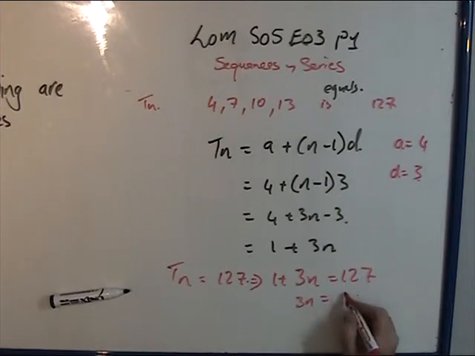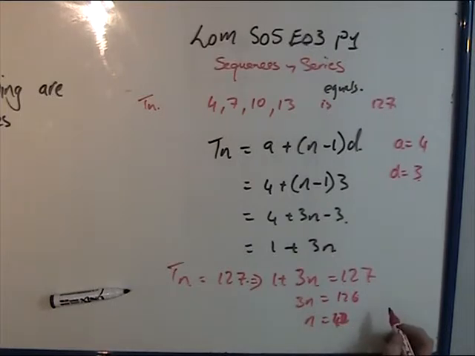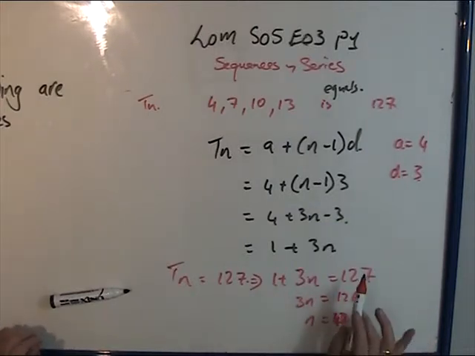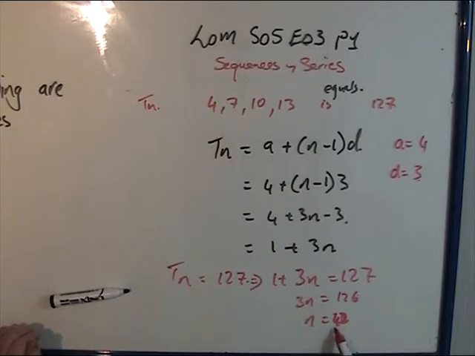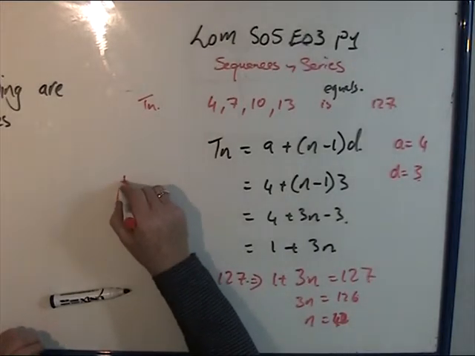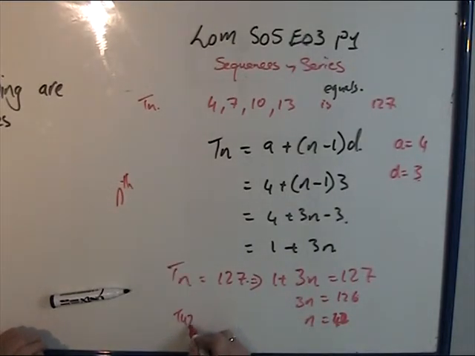3n is equal to, bring the 1 across, 126. Divided by 3, n is equal to 42. Right, so now we know that the term number is 42. So T of 42, which I found out, will give me 127.